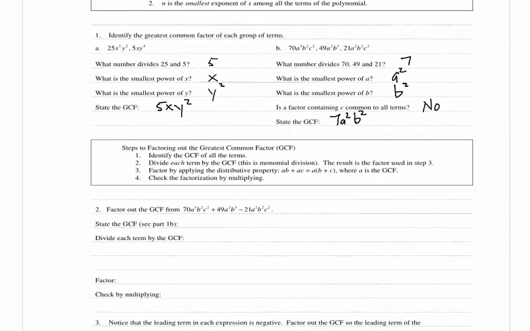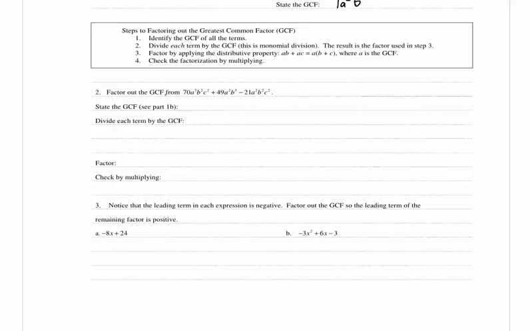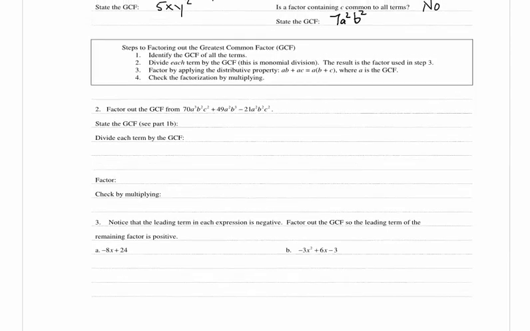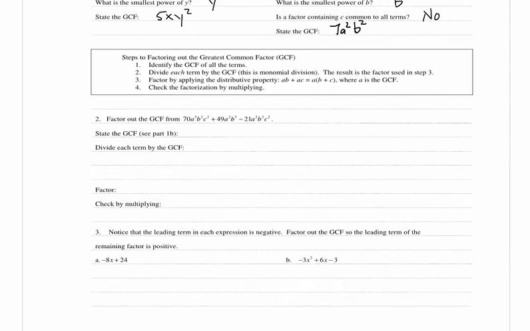And now we're going to look at factoring out the greatest common factor. So 2 says factor out the greatest common factor from 70a cubed b squared c squared plus 49a squared b cubed minus 21a squared b squared c squared. And they want us to state the greatest common factor. And that's the greatest common factor we found from 1b. So we can see that it's 7a squared b squared.